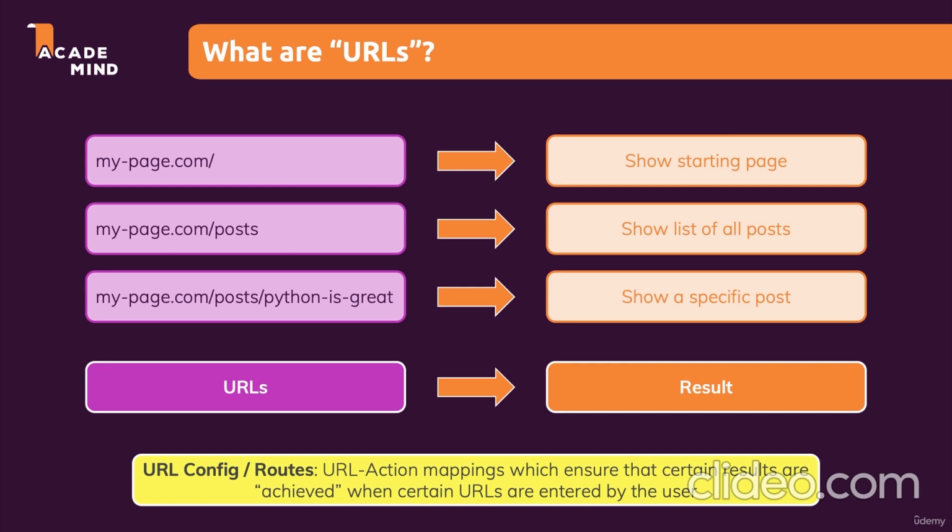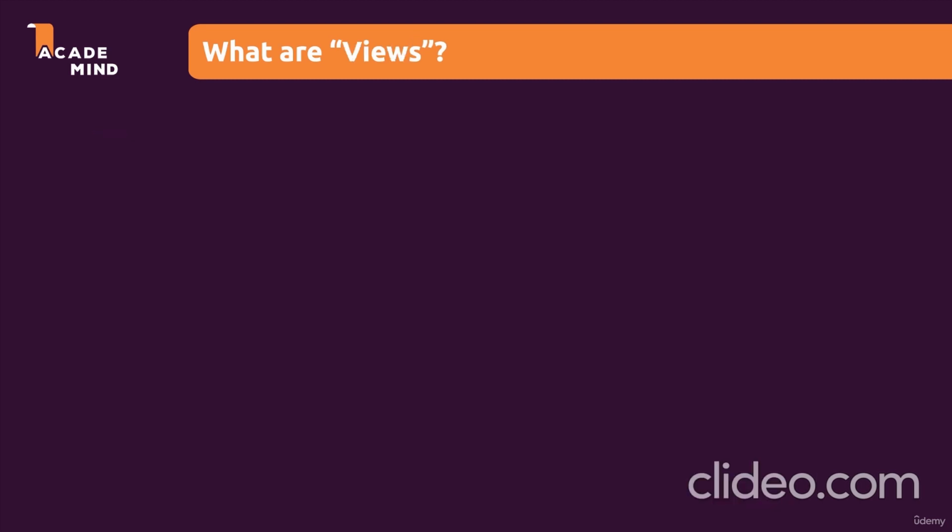If I visit /posts, I want to fetch all posts, probably from a database, and then show those posts on an HTML page, which is being sent back. That's the idea behind URLs. And that's the first important part of this course section. And of course, we're going to learn how we can configure those supported URLs which we want in our project with help of Django. Now, the other important part of this course section are the views.